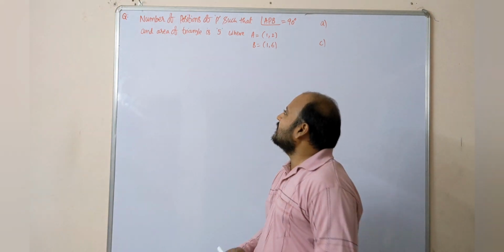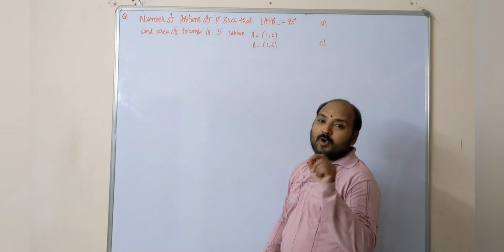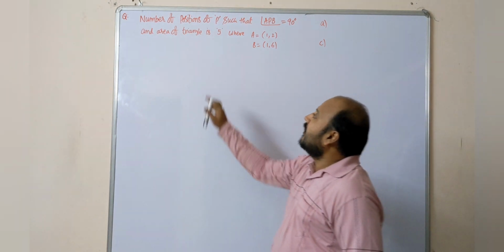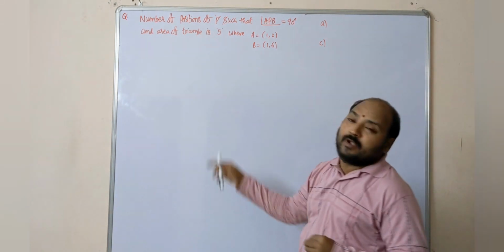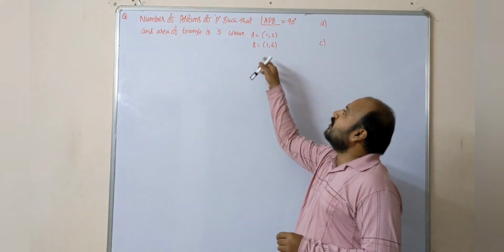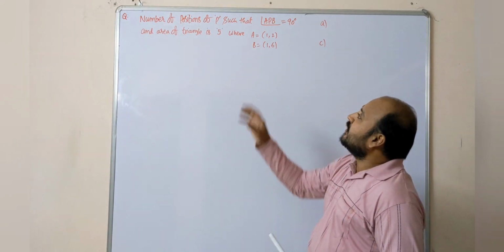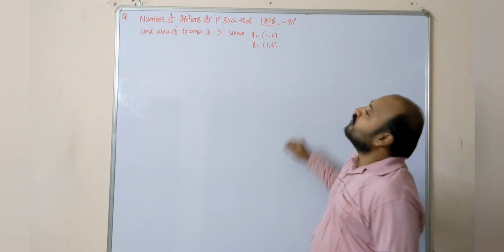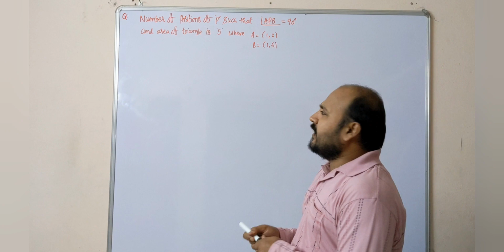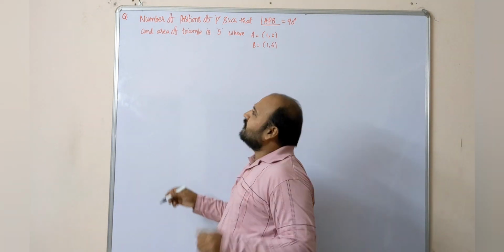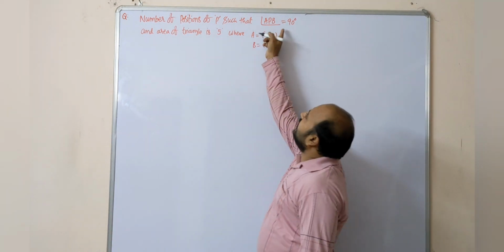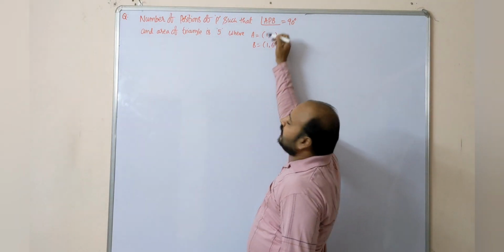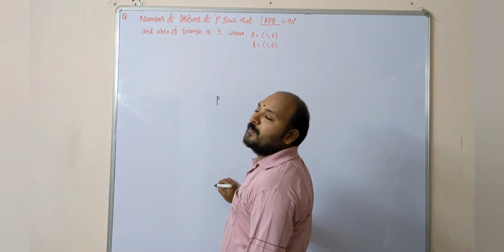The next question, dear students. The number of positions of point P such that angle APB equal to 90 degrees and area of the triangle is 5 units, where A and B are (1, 2) and (1, 6). Number of positions of the point P. Options are not given, that's why I did not write them. To calculate, you draw the figure according to the question. Triangle APB is a right angled triangle now. So P is at the right angle. So this is the position of the point P.